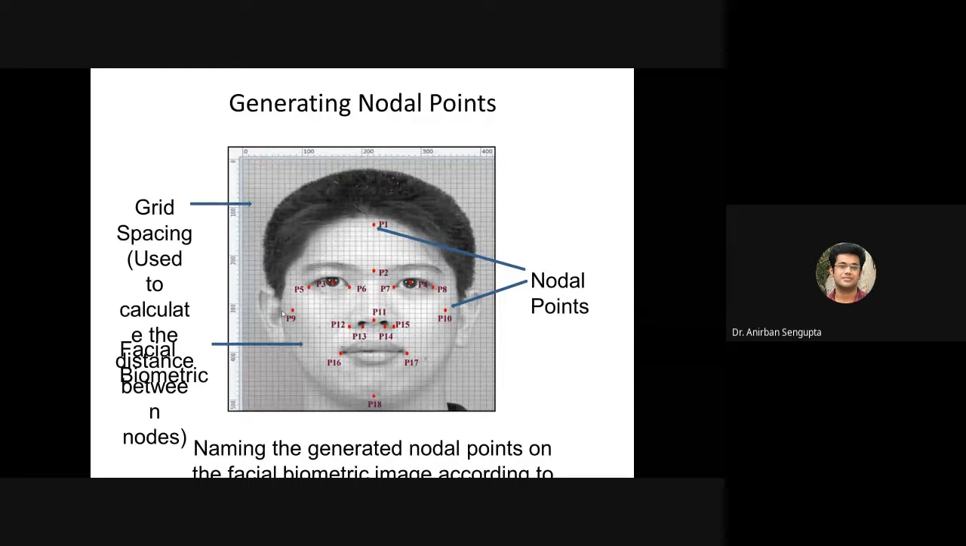This is just an example. We have, for example, an image with the nodal points P1 to P18, and these nodal points are the ones that are chosen by the designer in order to structure or formalize the feature set that he has chosen.